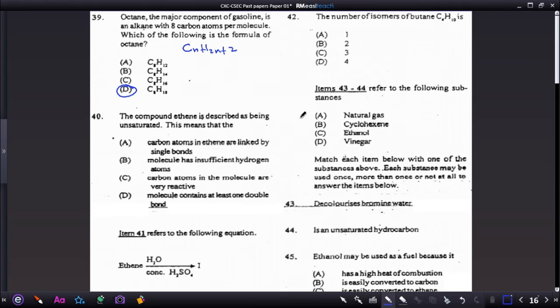Number 40, the compound ethene is described as being unsaturated. This means that carbon atoms in ethene are linked by single bonds. Molecule has insufficient hydrogen atoms. Carbon atoms in the molecule are very reactive. The molecule contains at least one double bond. And I've explained a little more detail in the previous video about this question.